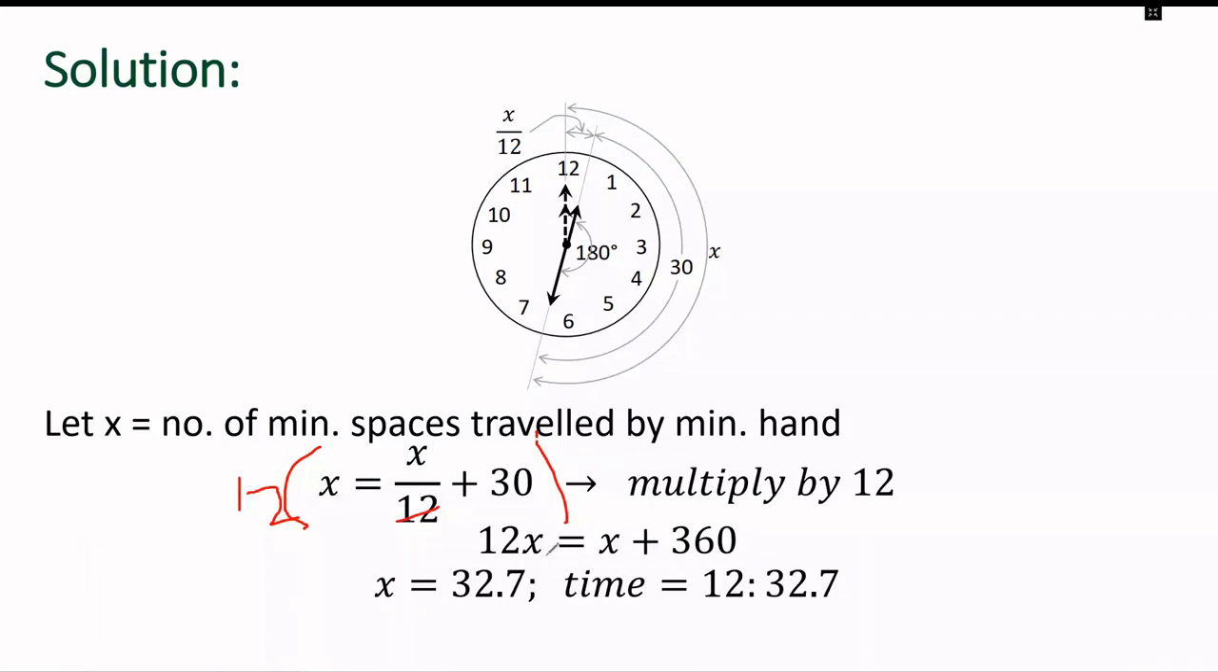So we have x, move it to the other side. Then divide by 11. So we have x is equal to 32.7, or more or less 33. So 12:33. Anyway, so that's the problem. So 32.7 is the answer, but this is the x. So remember, this is the minute hand, so you have to add it to 12. So 32.7 or 12:33. Okay? So hopefully that was clear.